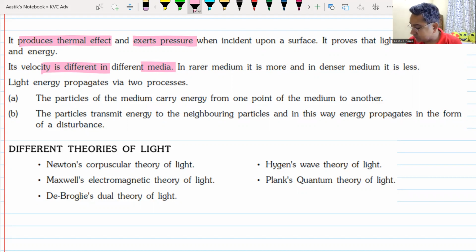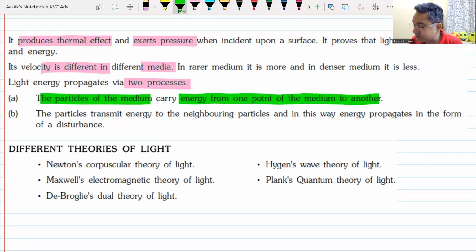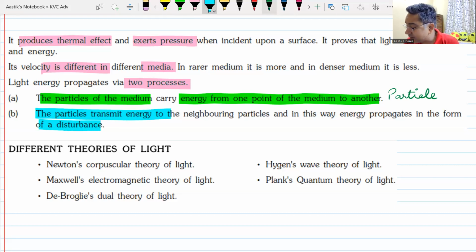Now, whenever we talk about light, we can imagine the light may be propagating by two processes. The first process is that it carries particles, and these particles carry energy from one point to another. This is known as the particle theory. Do we understand this? Light may travel as a particle. We have seen photons. The second way suggests that it moves in the form of a disturbance.